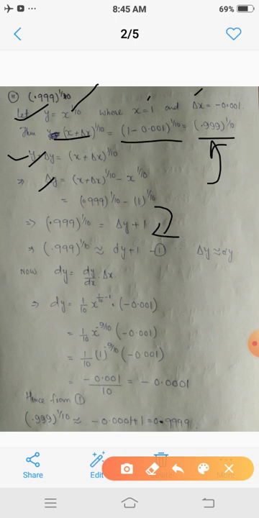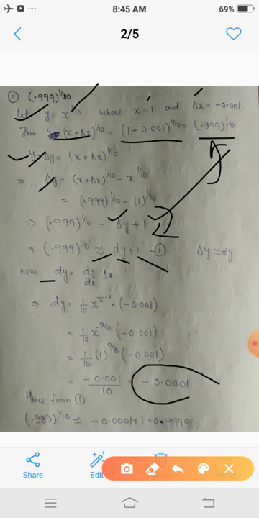Now when we shift to this side, 0.999 whole raised to power 1 upon 10 is del y plus 1. We know that the approximate value of del y is dy, which implies that 0.999 whole raised to power 1 by 10 is approximately equal to dy plus 1. Now dy is dy upon dx into del x. Substituting the value of dy by dx by differentiating y equals x raised to power 1 by 10 and putting x equals 1, we simply get minus 0.0001. So from the first equation, 0.999 whole raised to power 1 by 10 is approximately equal to minus 0.0001 plus 1, that is 0.9999. So this is the approximate value.